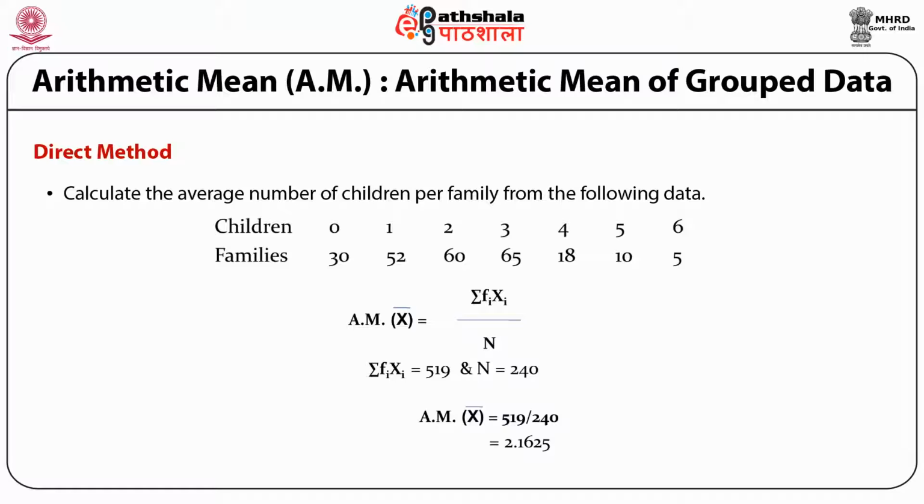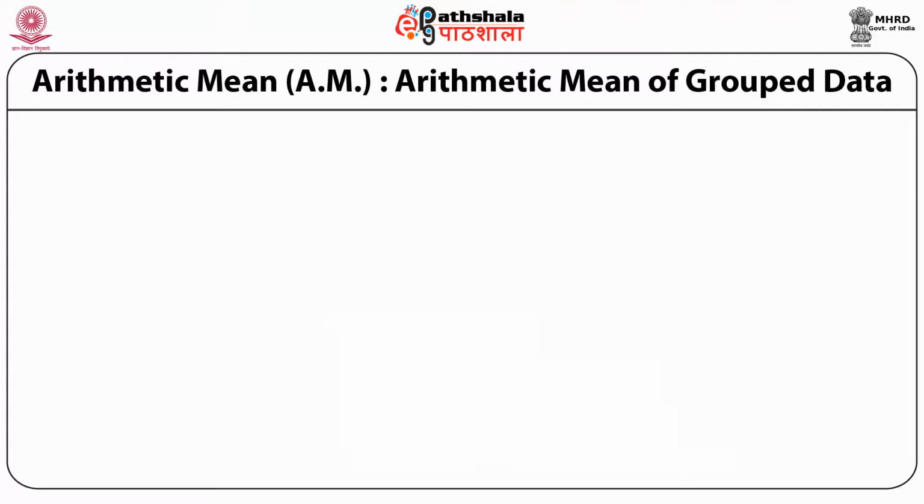So first what we do is, we find the product of fi xi. That is, we multiply f1 with x1. f1 in this case is 30 and x1 in this case is 0. Then we multiply f2 by x2, that is 52 into 1. And lastly, we multiply 5 by 6. So summation fi xi comes out to be 519. Next, we find out the sum of frequencies. Sum of frequencies is summation fi, which is equal to capital N, and it is equal to 240 in this case. So what is arithmetic mean? It is summation fi xi upon N, that is 519 divided by 240. It comes out to be 2.1625.